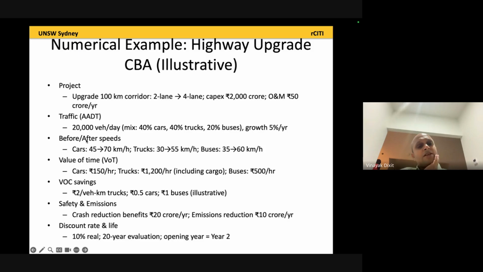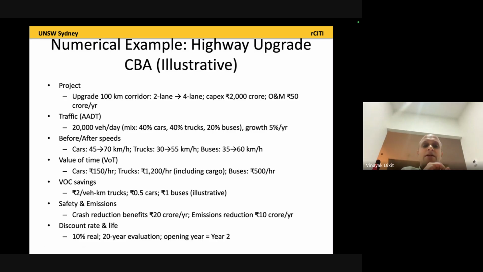Now, there are before and after speeds. Before, the cars were traveling at 45 kilometers an hour. Now it's moved to 70 kilometers an hour. It used to be 30, now it's moved to 55. It used to be 35, it's moved to 60 kilometers an hour. So basically, the speeds have increased. Now, the question is, can we assume that this is actually going to be true for the next 20 years? Not really, right?